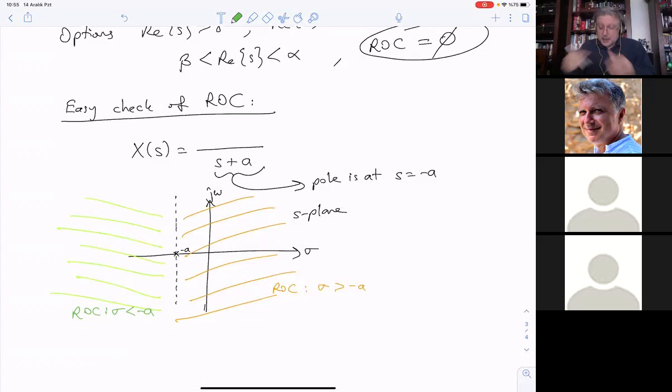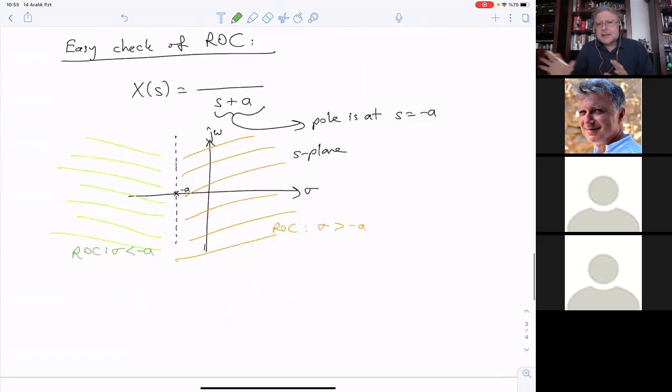How do we decide? We decide according to the extent of the signal. What do we mean by that? For instance, if it is something times u of t, the extent is towards plus infinity. It is right-hand sided. For example, e to the minus at u of t is a right-hand sided signal. It starts from 0 and extends to the positive side. So the region of convergence is also right-hand sided. It is the orange one.